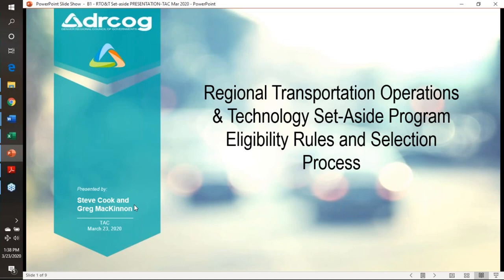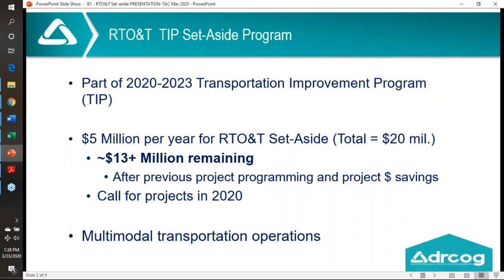This is Steve Cook, manager of travel modeling and transportation operations with DRCOG. This is attachment B of your agenda, and this is an action item. So this is talking about the TIP set aside for the Regional Transportation Operations and Technology Set Aside Program. And this action today is to recommend the eligibility rules and selection process that will be carried forward over the next coming months.